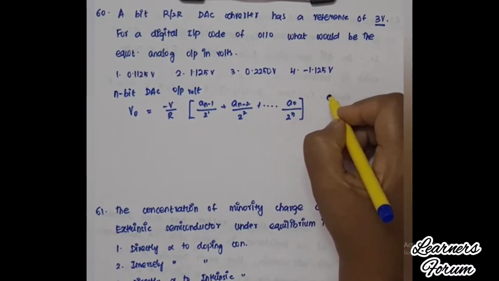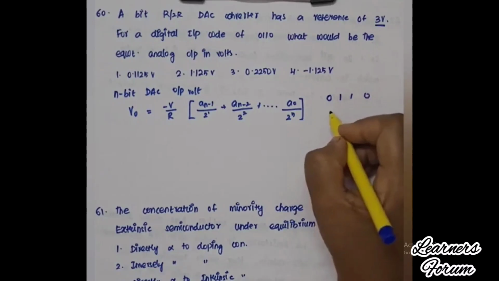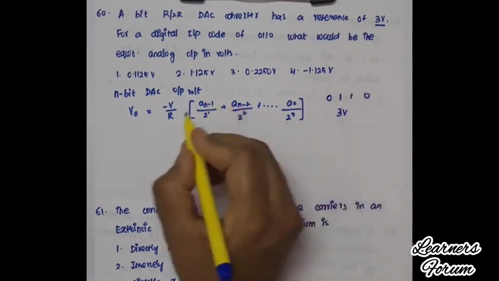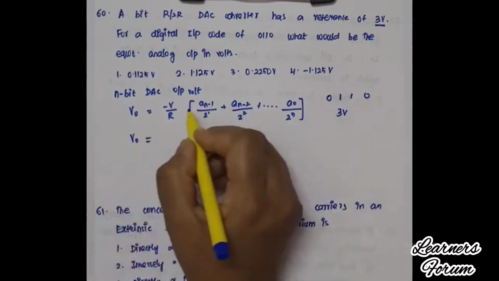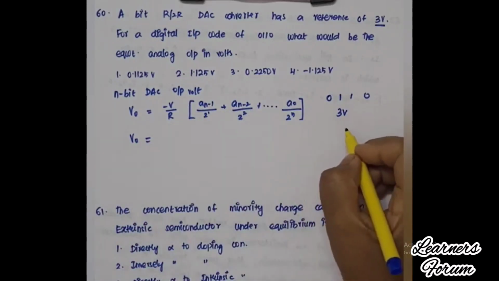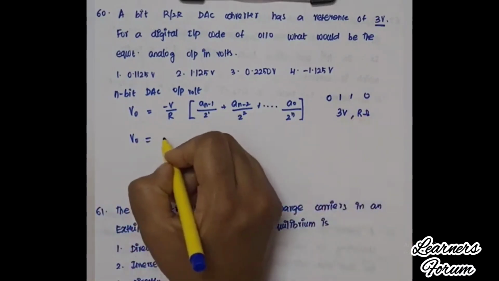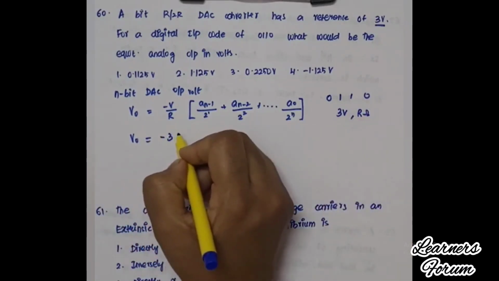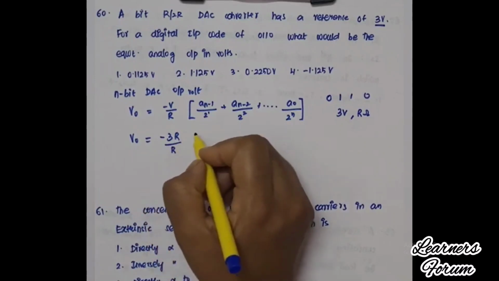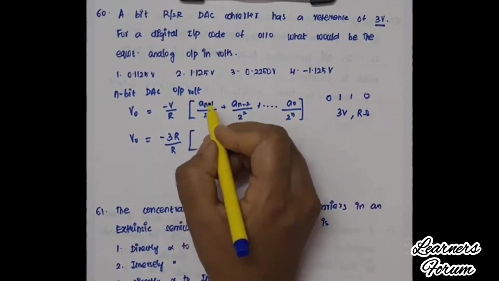Given are the bits 0110. These are the bit values, and it is also given that 3 volts is the reference voltage. Before substituting the values, we need to know that we have a feedback resistance with a value of R ohms. So substituting the values here, we will get minus 3R divided by R, which is the feedback resistance, into a(n-1), which means the first bit.